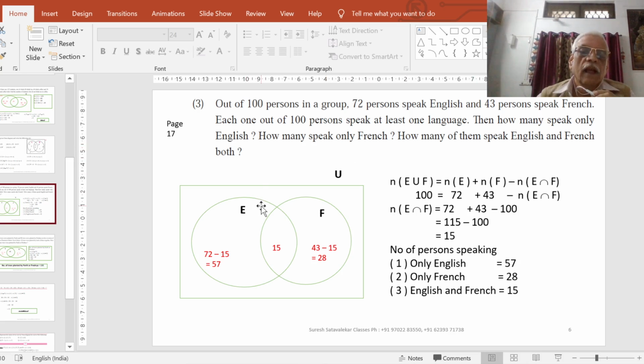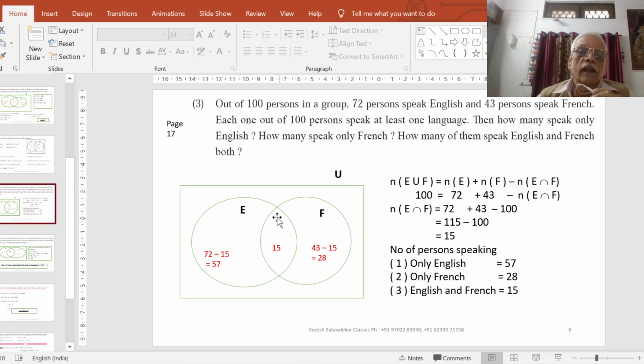So here you can take the sets as A, B. I have taken E and F so that we shall immediately understand. E means English, F means French. U is the universal set. Universal set is denoted by a rectangle. E is the set of persons who speak English. F is the set of persons who speak French.